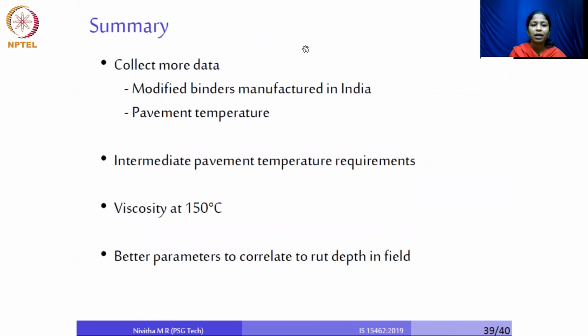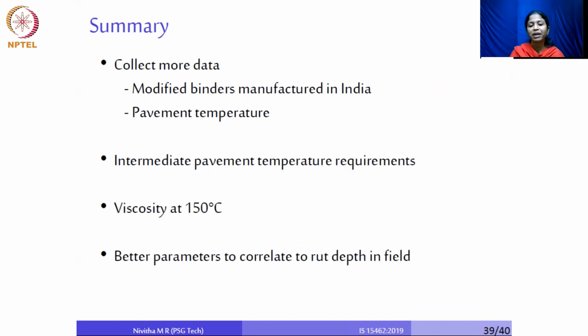To summarize, we have to collect more data from modified binders manufactured in India and check how these binders comply with the existing specification. Similarly, we also have to collect a lot of data with regard to pavement temperature to develop an in-house model to predict pavement temperature from air temperature. The intermediate pavement temperature requirements also have to be addressed. Whatever is given for US climatic conditions is more towards the higher range, wherein fatigue cracking may not be that prominent, right? So we should identify a different set of temperatures at which this G* sin delta parameter will be checked. Similarly, viscosity at 150 degrees corresponds to mostly non-Newtonian regime for many types of modified bitumen. So this also has to be checked.